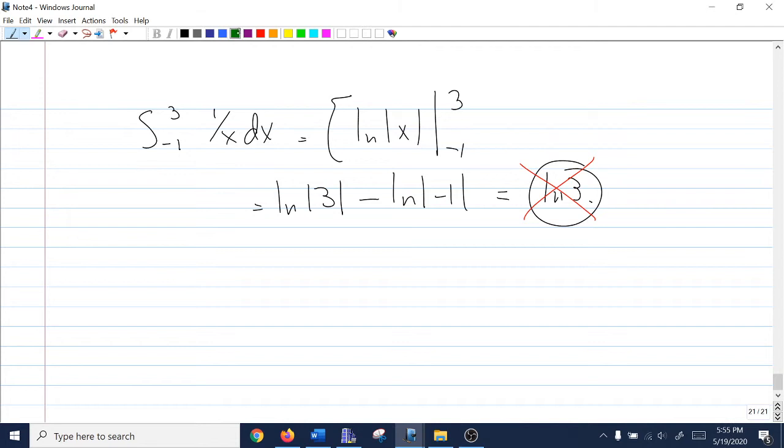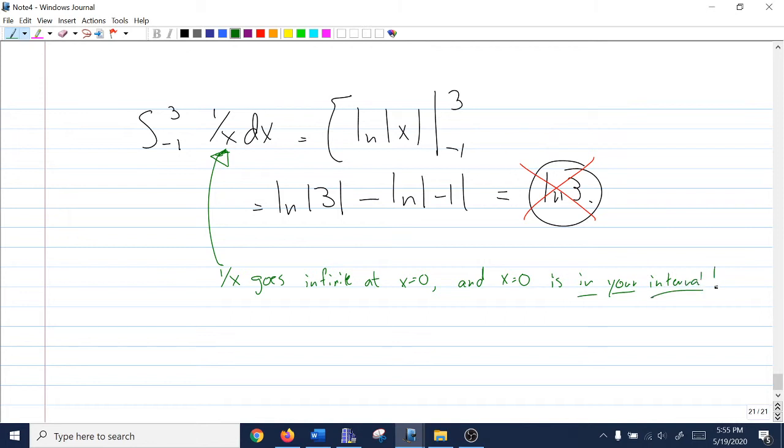The issue is that 1 over x goes infinite at x equals 0. And x equals 0 is in your interval. If you look at the definition of a definite integral, every fact they told you about when you're allowed to integrate things, it all had the hypothesis that your function has to be continuous on this interval from negative 1 to 3. And this function is not continuous. And it's not just discontinuous, it's like pathologically discontinuous.